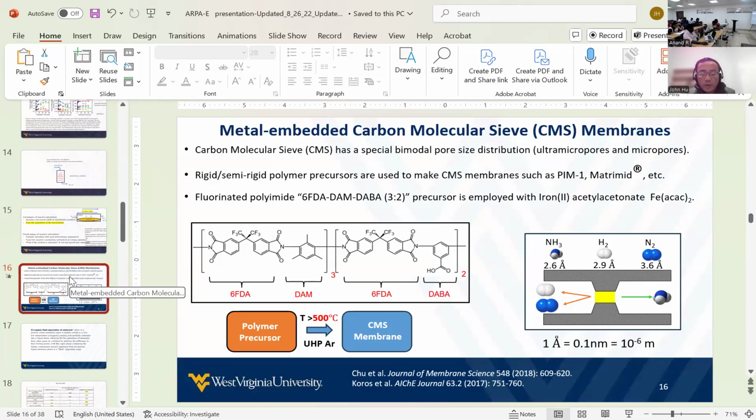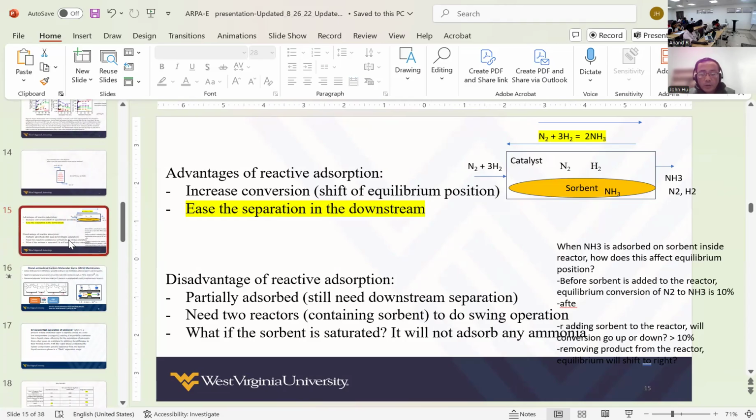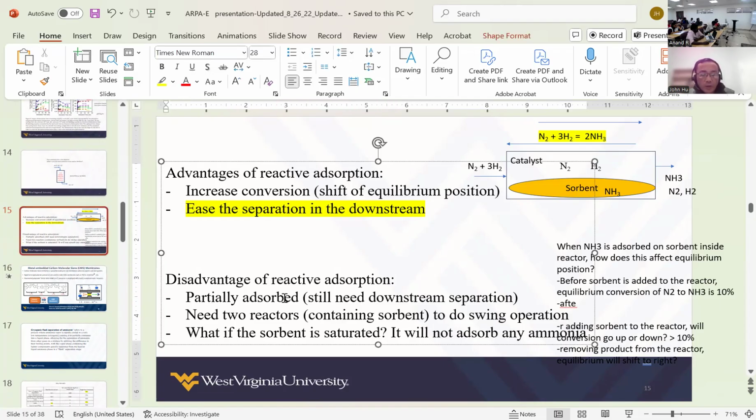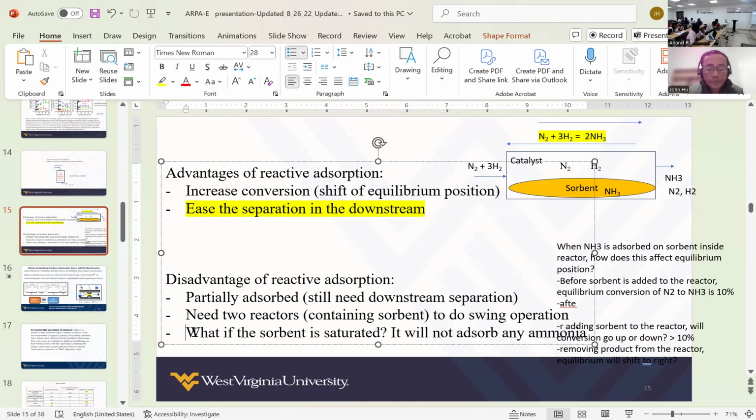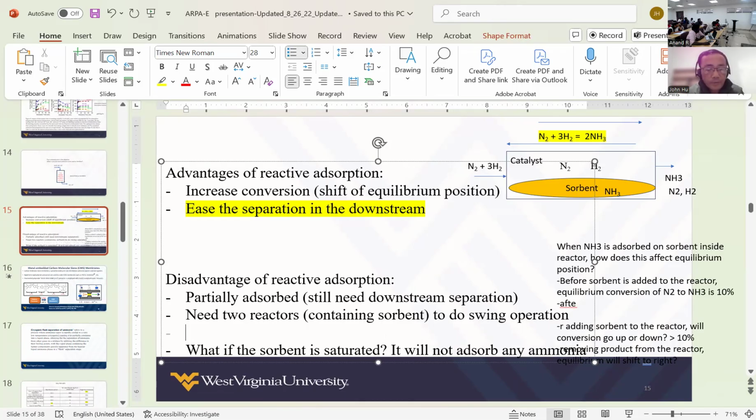Yes, sir. If we use solvent layer, it will be more time consuming process, sir. Oh, that disadvantage. You are talking about basically if you do the swing operation, it's very time consuming. Sure. Thank you. That's a downside of it because switching the reactor is very time consuming because you have to regenerate it. Basically this translates into the operating cost.